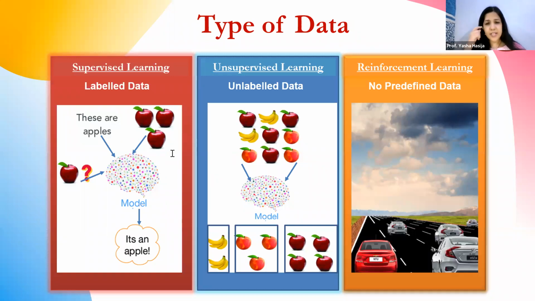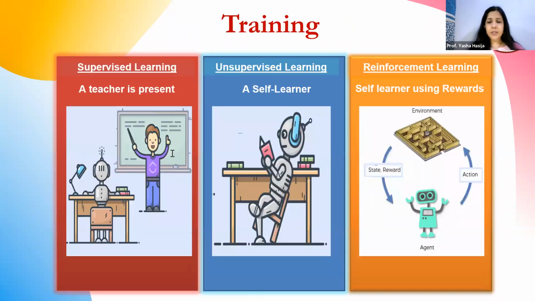Next parameter is the training. In supervised learning, as I've been saying, the teacher is present. So the training phase is very well defined, and it's very, very explicit. In unsupervised learning, it is a self-learner. Why? Because the machine is not given any input. It has to figure out the output on its own.